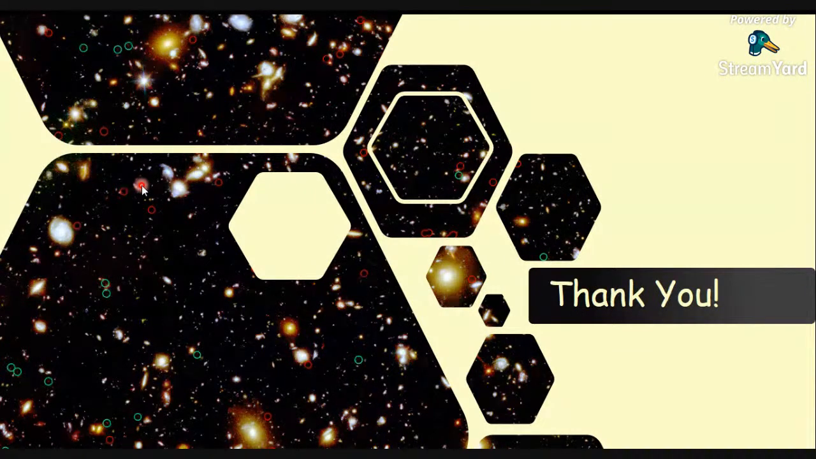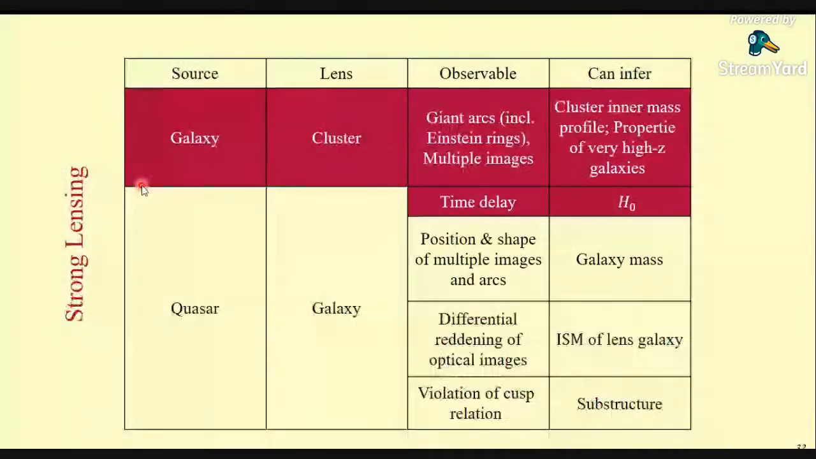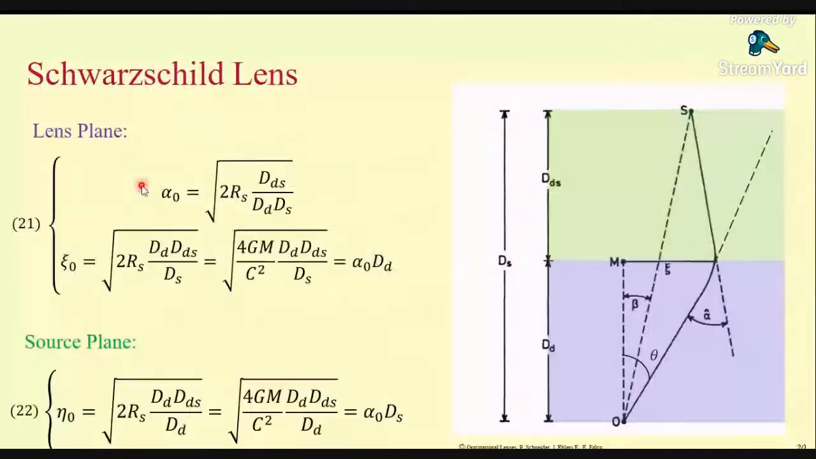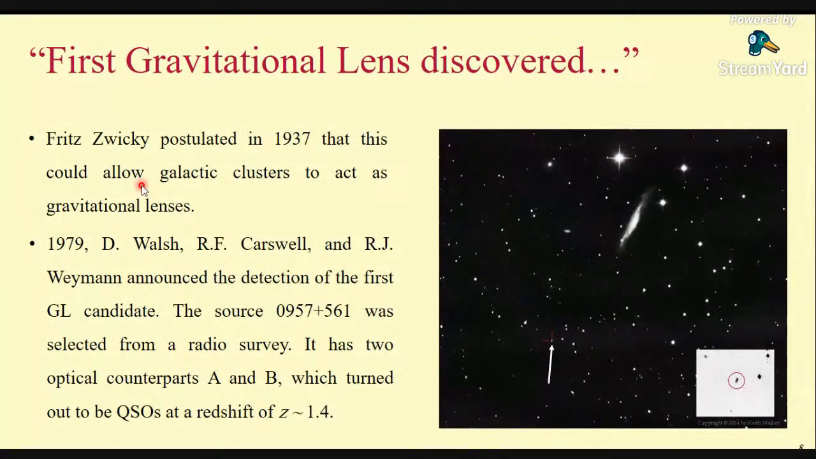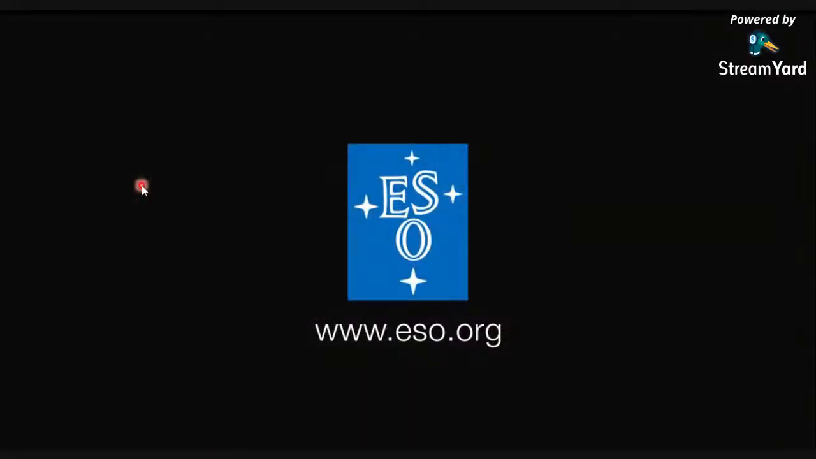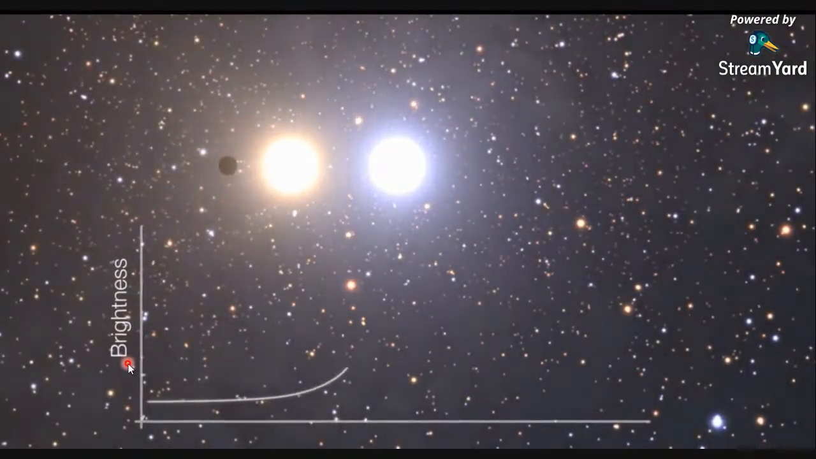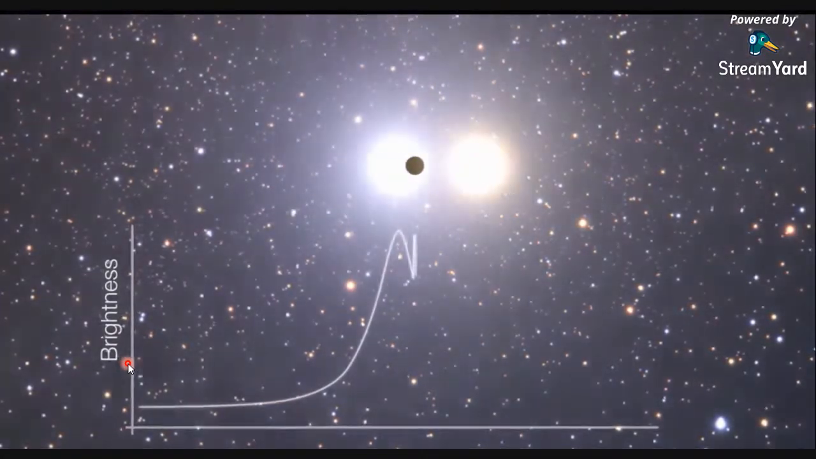Yeah, so the first question is by Siddharth. He's asking why there are two peaks of brightness in the first graph. You mean this? I guess he's referring to the very first curve. Can you read the question again, please? He's asking why there are two peaks of brightness in the first graph.